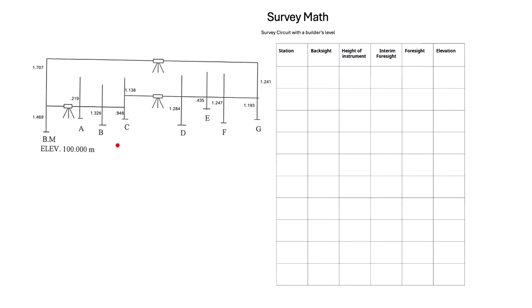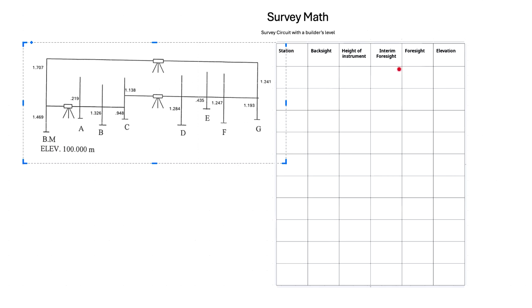On the right here, you can see a chart, like our booklet, that we're going to fill out. We've got our stations, that's our benchmark, A, B, C, D, etc. We have backsights, where we look back to a known elevation to find our new height of instrument. We have our height of instrument that we figure out, and then we have our interim foresights and regular foresights.